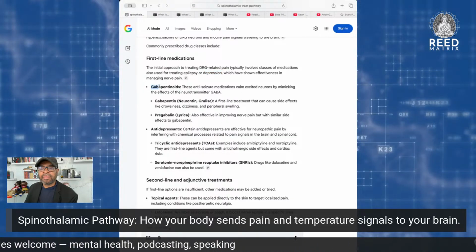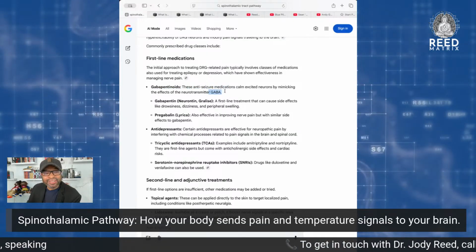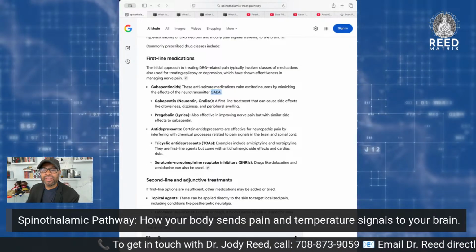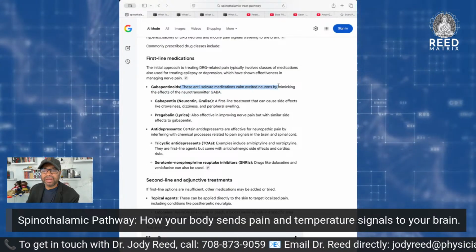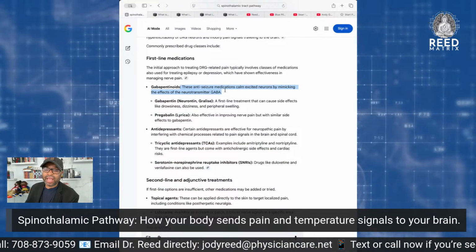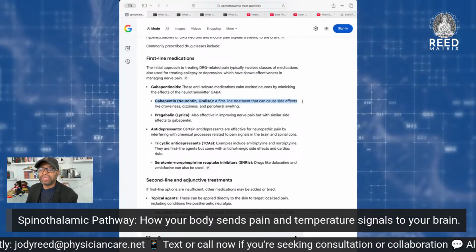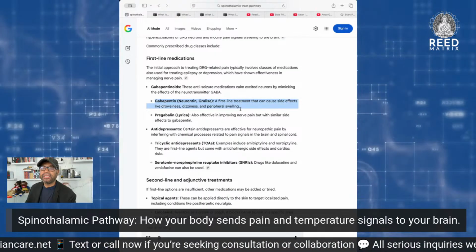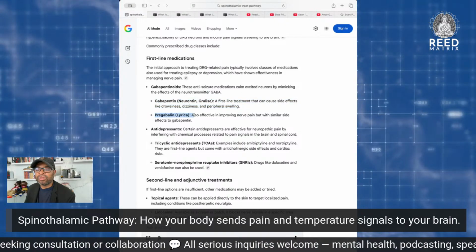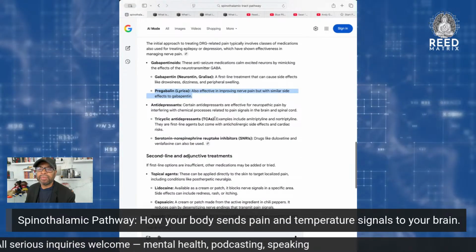Okay, gabapentinoids. These are like gabapentin. GABA turns everything off. Remember, GABA turns gabapentinoid. The anti-seizure medications calm excited neurons by mimicking the effects of the neurotransmitter GABA. So we also have to give benzodiazepines too. Gabapentin, such as Neurontin, is a first-line treatment that causes side effects like drowsiness, dizziness, and peripheral swelling. Lyrica, pregabalin, is also effective in improving nerve pain, but with similar side effects as gabapentin.